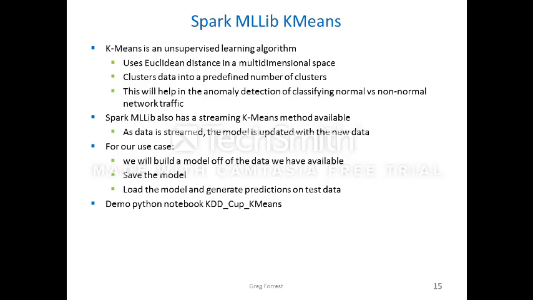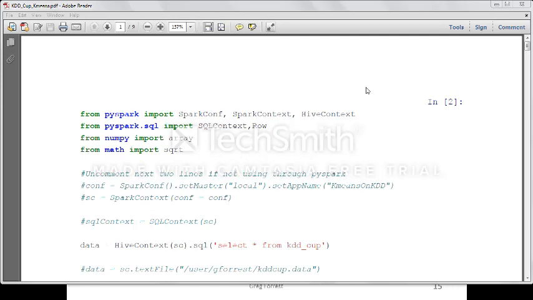Some other interesting points: Spark MLlib also includes a streaming k-means algorithm. So as data streams in through Spark streaming, you can actually update your k-means model. So for my use case, what I ended up doing was building a model off the data that we have available to us, save the model, and then ultimately what we can do is load this model back in and generate predictions on the test data coming in.